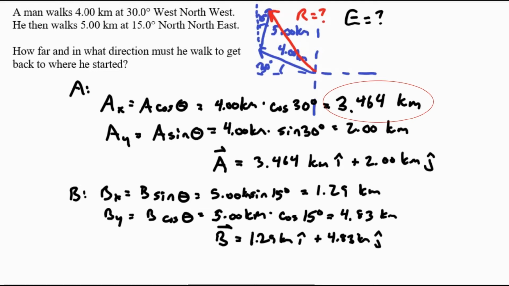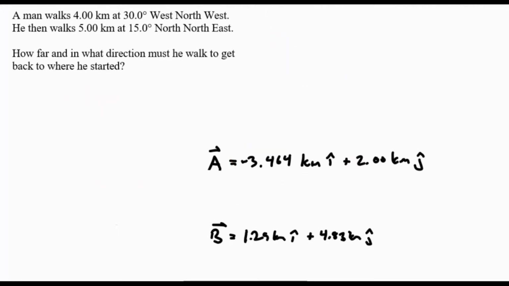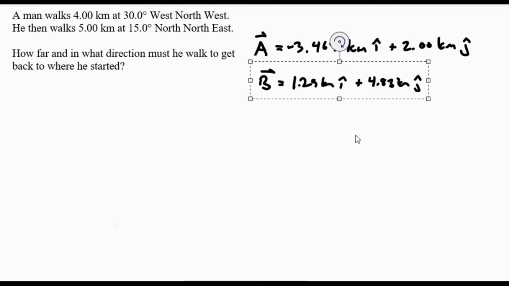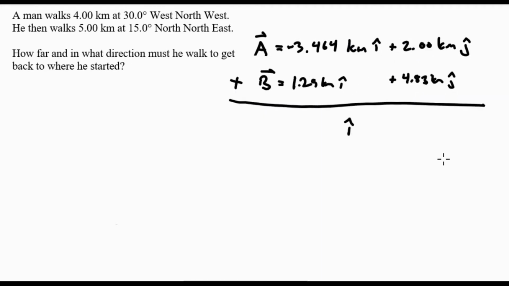Oh, and one more detail we don't want to forget. Our x component of vector A has to be negative because it is in the negative x direction. So let's forget about all this other stuff and just take these two vectors. Group the x components together and group the y components together and add them up. Minus 3.464 plus 1.29 is negative 2.174 kilometers, while 2.00 plus 4.83 is 6.83 kilometers.